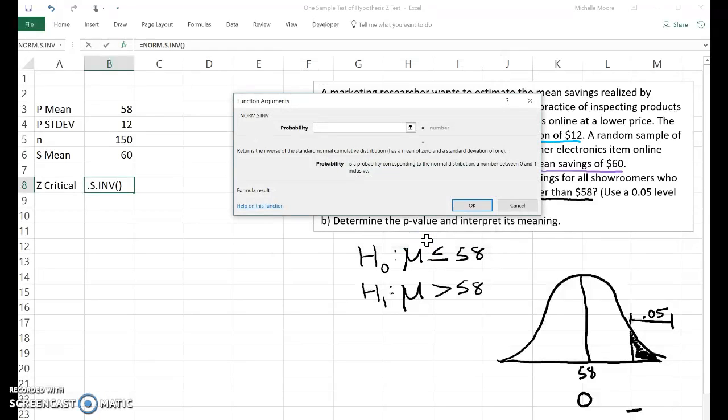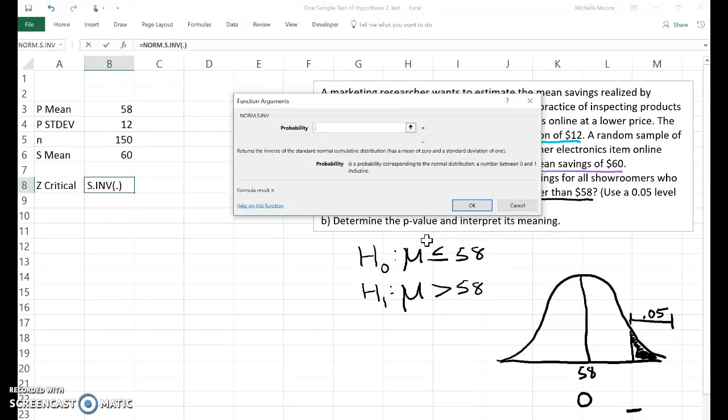Now the probability I'm going to put in is associated with 0.05. Here's the thing you have to remember though. In Excel, when it talks about your probability across the curve, it starts on the left and moves towards the right. And so what I actually want to put in is 0.95. When I put in 0.95, I get 1.64.